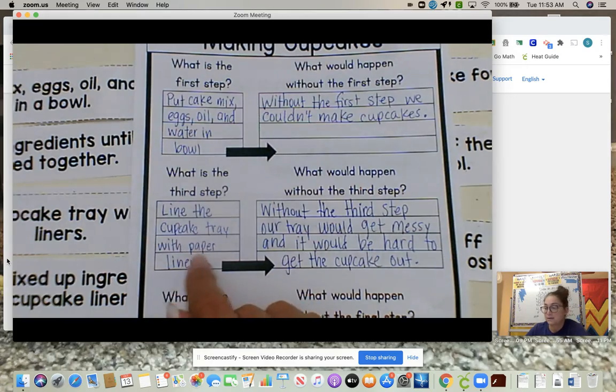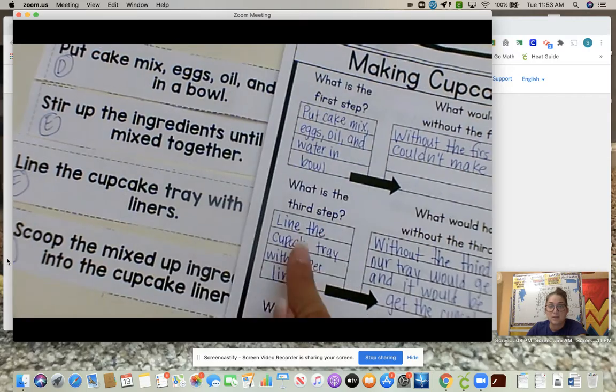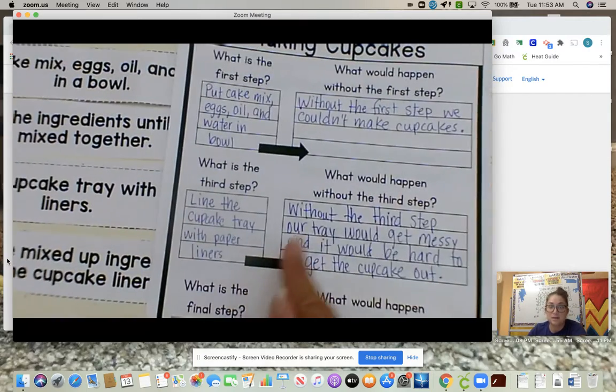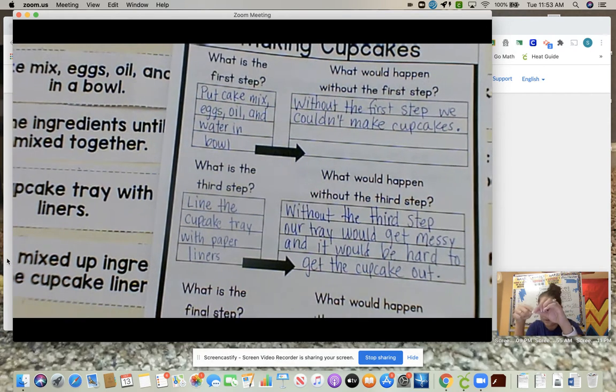What is the third step? Here's 1, 2, 3. This is our third step: line the cupcake tray with paper liners. Well, what would happen if we didn't have this third step? Without the third step, our tray would get messy and it would be hard to get the cupcakes out. What our cupcakes are in is the paper that goes around it, and you peel it off to eat your cupcake. If you did not put the liner into the cupcake tray when you bake it, 1, your cupcake tray will get messy. 2, you would have to scoop it out with a spoon. It might be hard to pull out the cupcake.